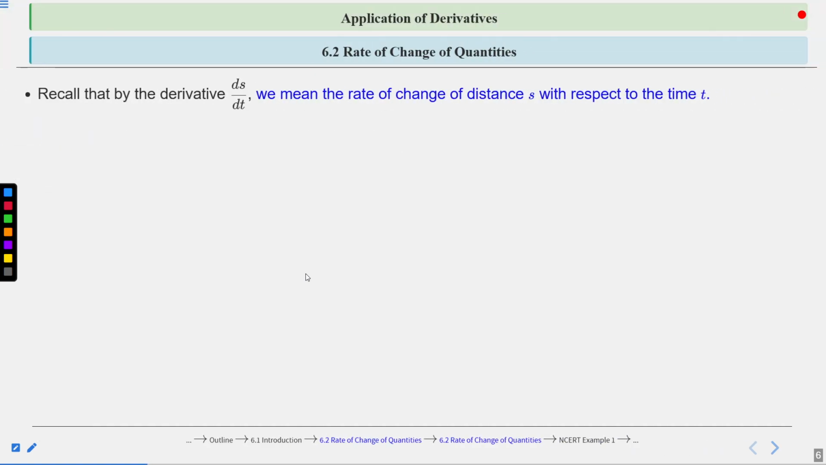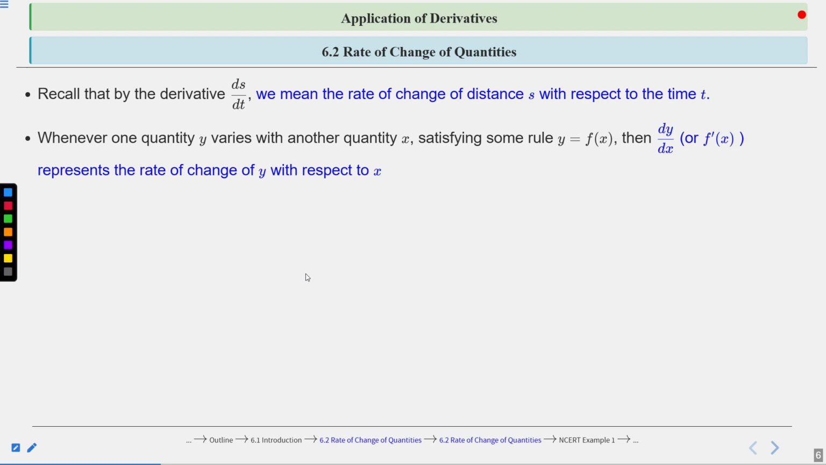Next is NCERT section 6.2, which is rate of change of quantities, right? So recall that by the derivative ds by dt, we mean the rate of change of distance s with respect to time t. ds by dt means the rate of change of distance s with respect to time t, okay?